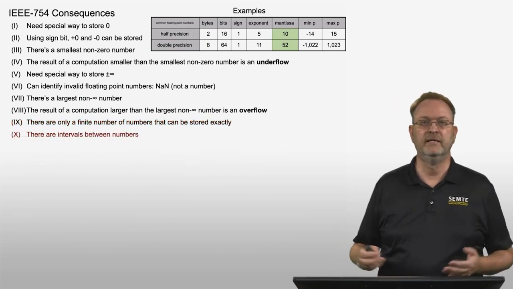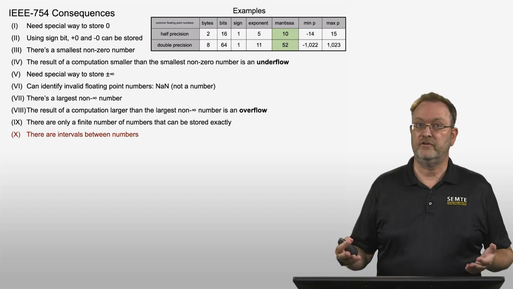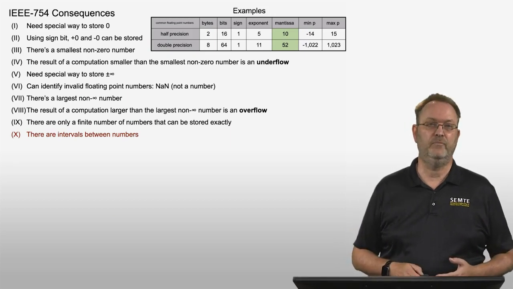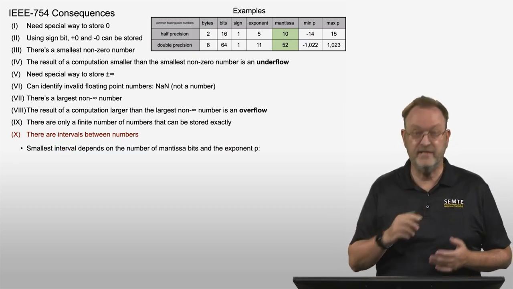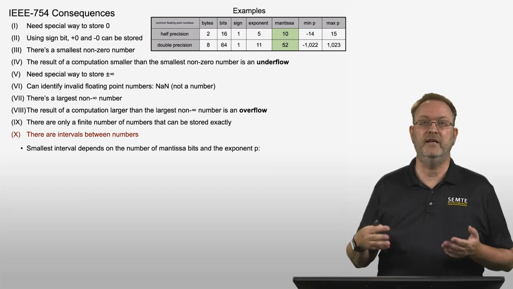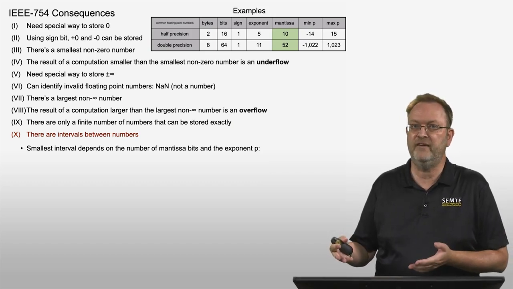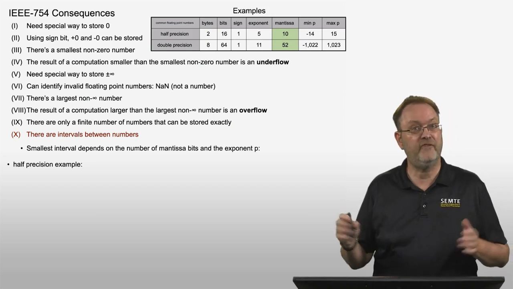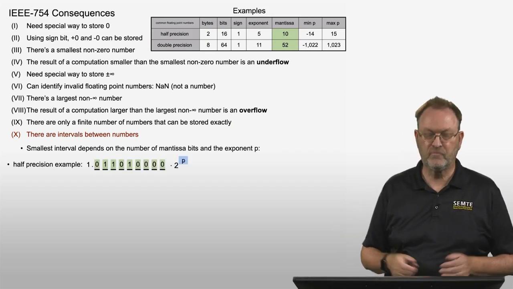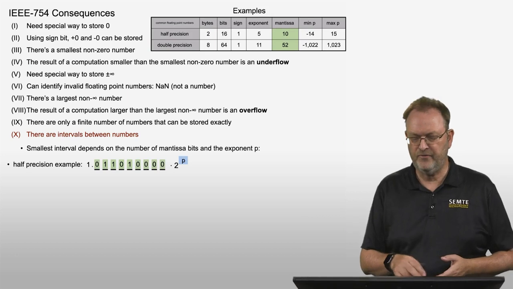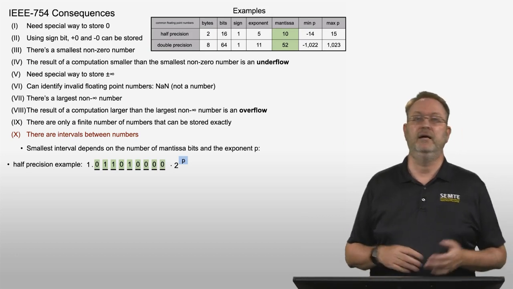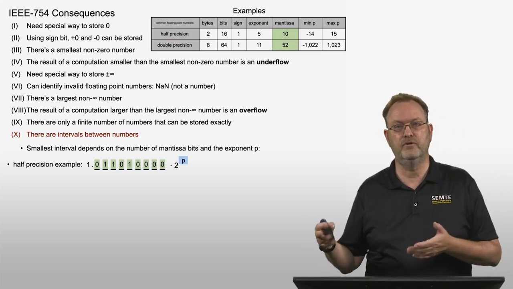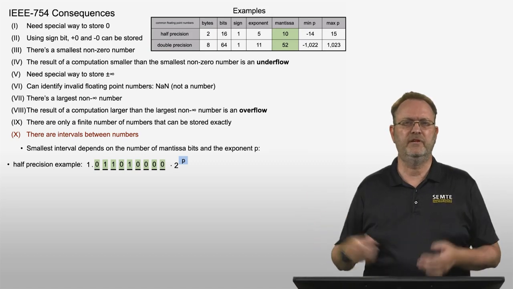Okay. Next, there are intervals between numbers. Now, the smallest interval depends on the number of mantissa bits that we have available and the exponent p. So here's a half precision example. If I have a number like this, half precision, I have 10 mantissa bits times 2 to the power p, where the exponent is just p.